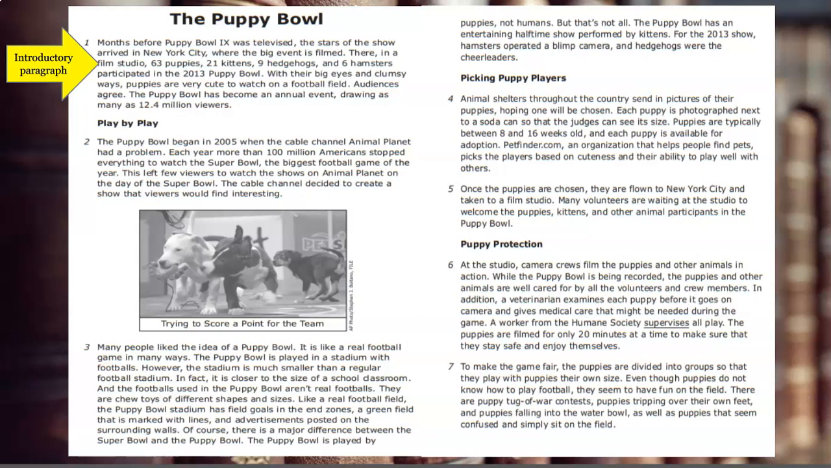There, in a film studio, 63 puppies, 21 kittens, 9 hedgehogs, and 6 hamsters participated in the 2013 Puppy Bowl. With their big eyes and clumsy ways, puppies are very cute to watch on a football field. Audiences agree. The Puppy Bowl has become an annual event, drawing as many as 12 million viewers. Holy smokes, that's a lot of viewers. Okay.